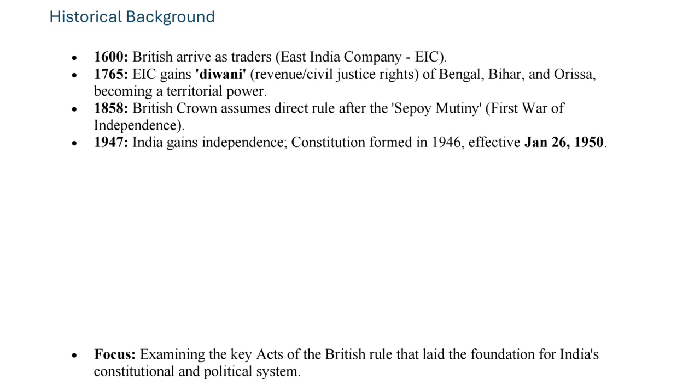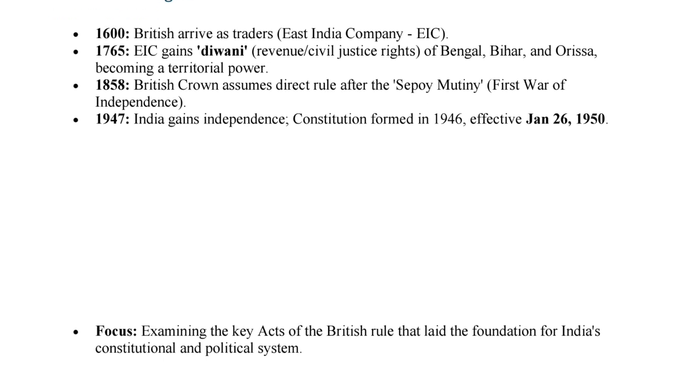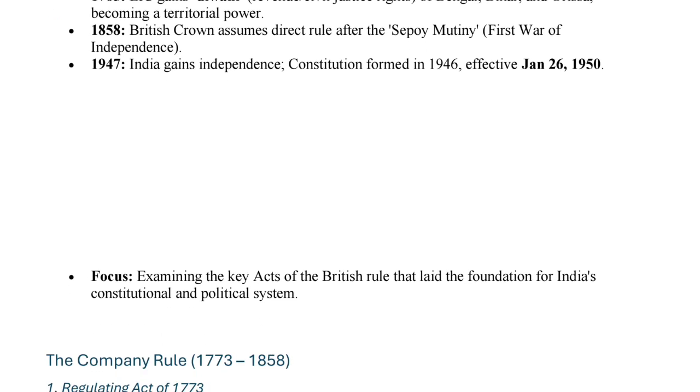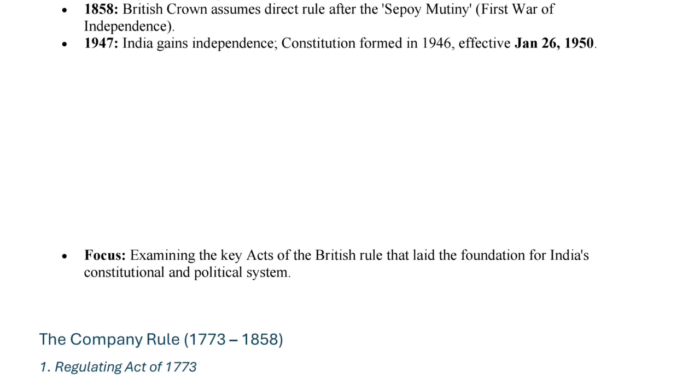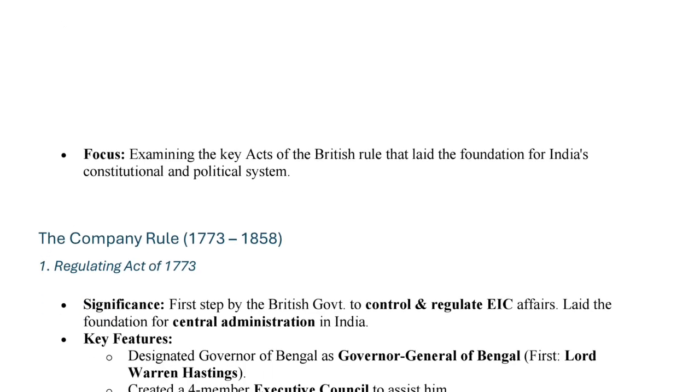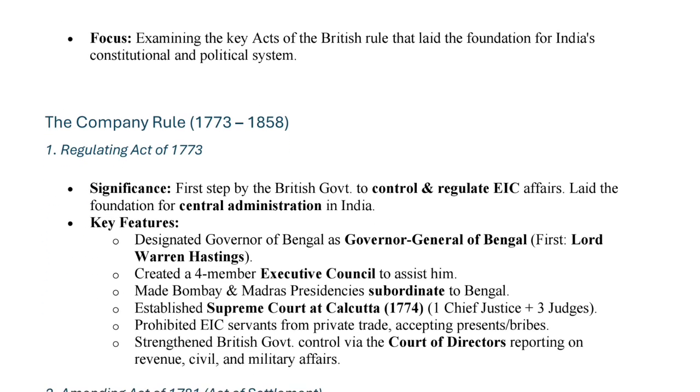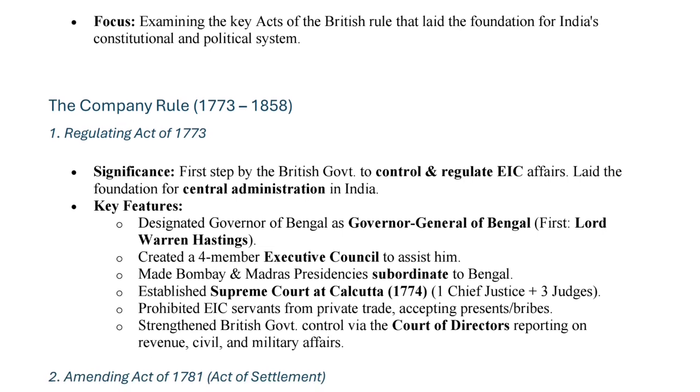1858, British Crown assumes direct rule after the Sepoy Mutiny, First War of Independence. 1947, India gains independence, Constitution formed in 1946, effective January 26, 1950. Focus: examining the key acts of the British rule that laid the foundation for India's constitutional and political system.